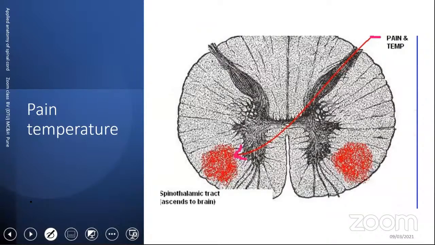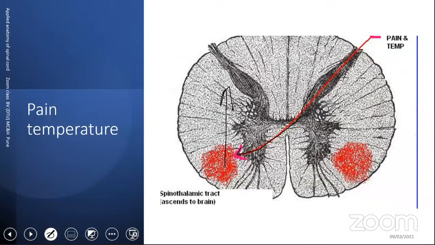From the central process of this pseudo bipolar neuron, it either synapses at the same level or one or two levels above or below in the tip of the dorsal horn, and from there the second order neuron starts and crosses in front of the central canal and ascends up as the spinothalamic tract and reaches the thalamus, and from the thalamus the third order neuron goes. So that is how the pain and temperature sensation is conducted.